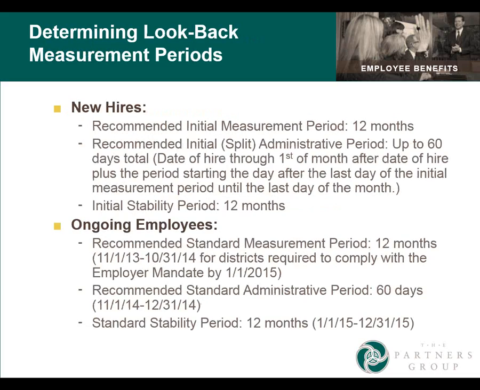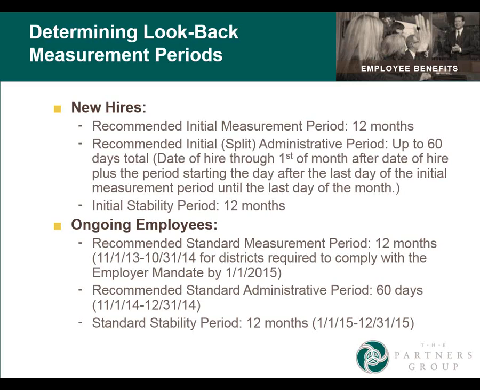So with respect to recommendations on the initial measurement period for new hires, we'd recommend that the measurement period be 12 months. We're also going to recommend that there's a split administrative period. The reason for the split administrative period is simply that you can have up to 60 days to do the administrative period, and the first part of the administrative period is going to be from the date of hire until the first of the following month. So if an employee is hired on May 20th, the first part of the administrative period would be May 20th through May 31st.